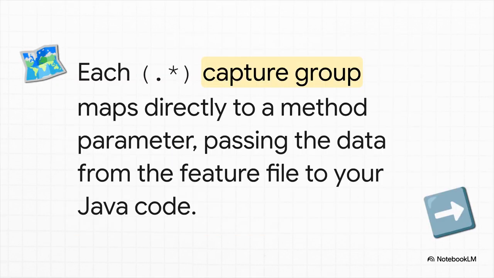And what's really cool is that each one of those capture groups maps directly and in order to a parameter in your Java method. So the first one fills in the username string, the second one fills in the password string. It's just a clean, direct line from the feature file straight into your code.